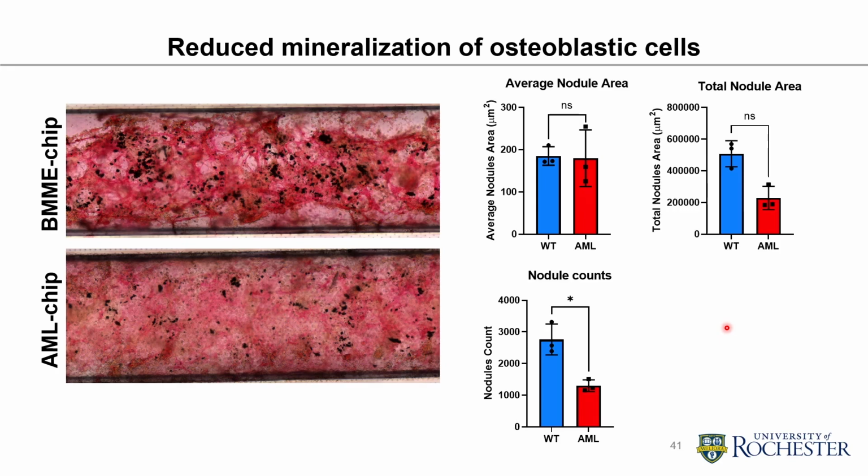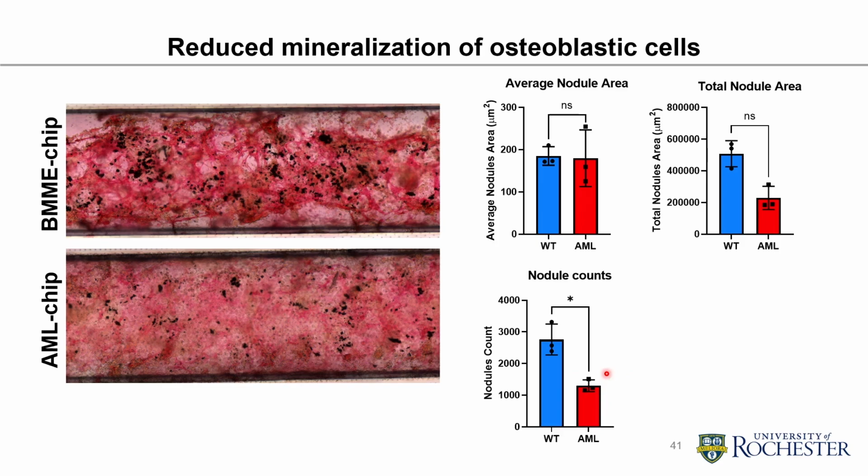I performed image analysis just using ImageJ, and what I found is that the average nodule area between these two groups does not change, but for the total nodule area, combining all these dark spots, I see a trend of reduction in our AML chip. And more strikingly, when I count the number of these dark spots, you see a significant reduction of these spots in our AML chip.